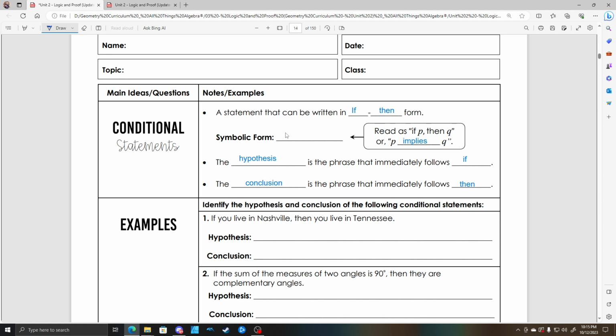Hello everyone, and welcome to lesson 2-4, conditional statements and biconditional statements. So let's go ahead and jump right into it.